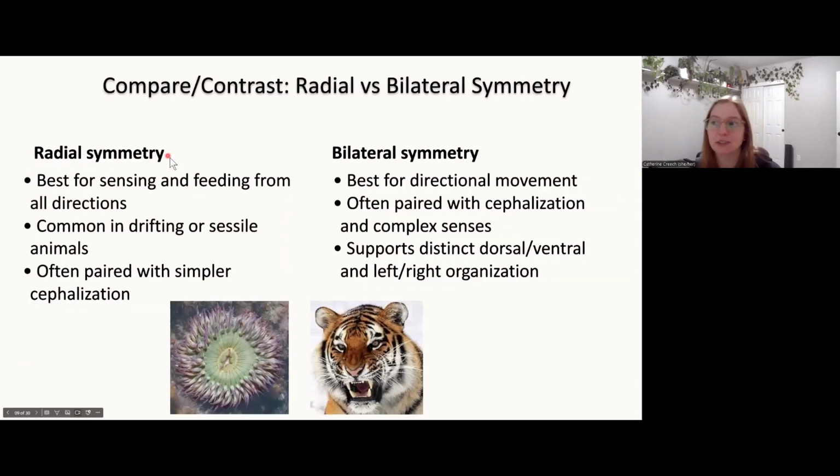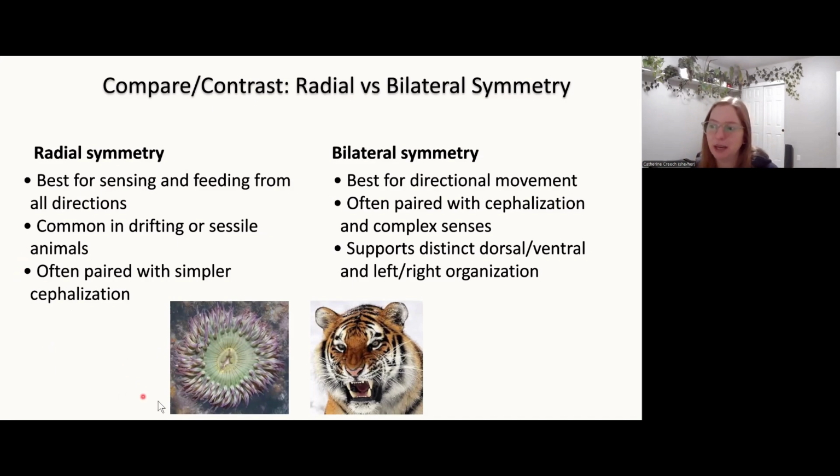If you have radial symmetry, this is really good for sensing and feeding all around you. So here I have a sea anemone. It doesn't have a front and a back. It doesn't have a forward. It just is. Everything above it is fair game for this little mouth to digest. This is common in drifting organisms, such as jellyfish, or sessile organisms, which means they're not moving. This little sea anemone, it can swim. I've got a video of that, but it's going to be attached to substrate, so it is spending its life non-motile. We call that sessile.